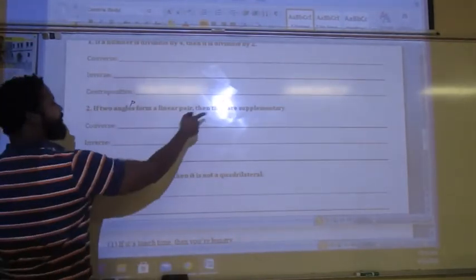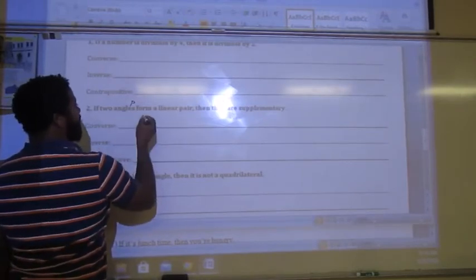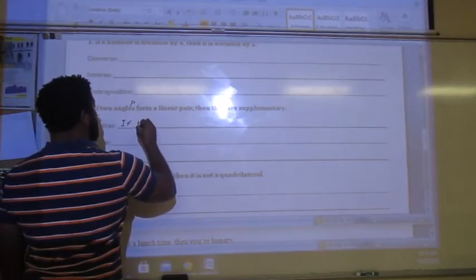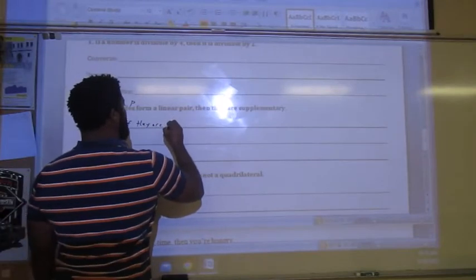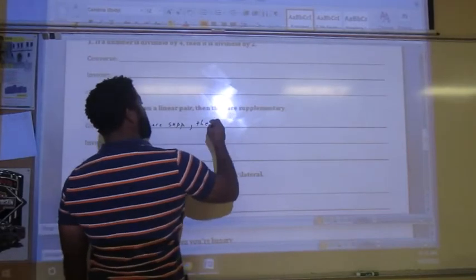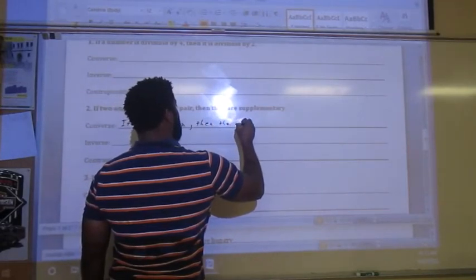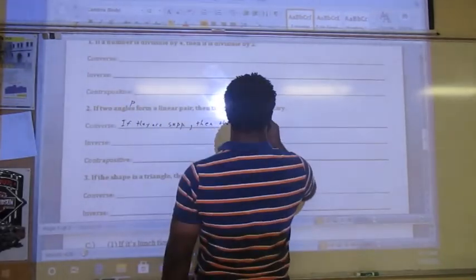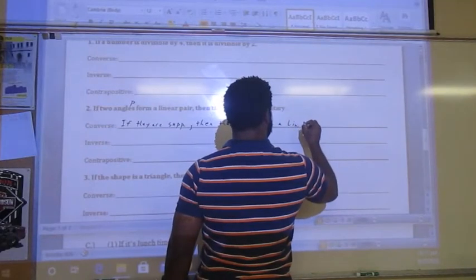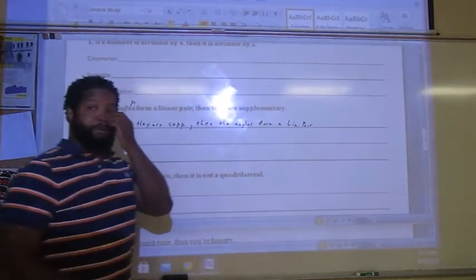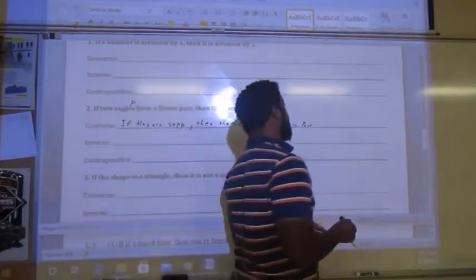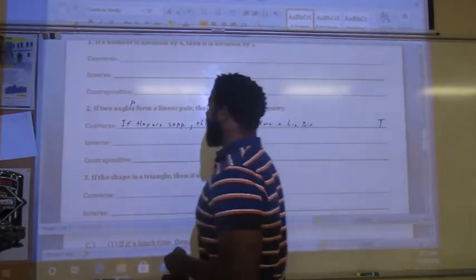Converse. If they are supplementary, I'm just going to paraphrase right here, then the angles form a linear pair. Is that true? Yeah, maybe. Pretty much, yeah. Definition of linear pair. They also are that. So that's true. Okay? Inverse.